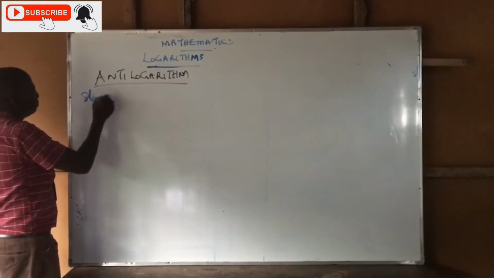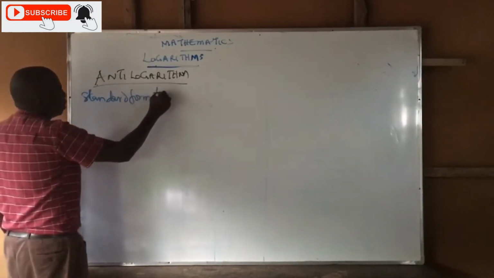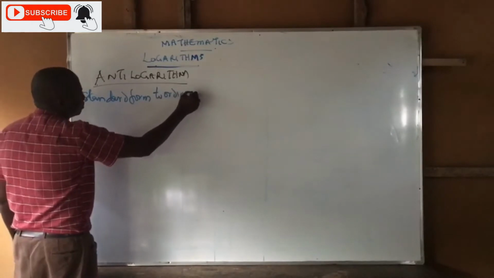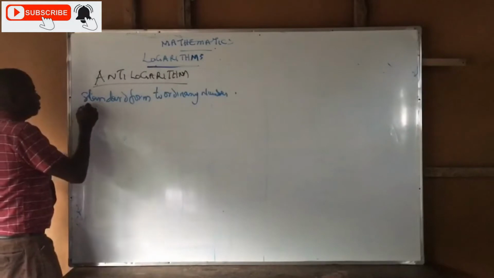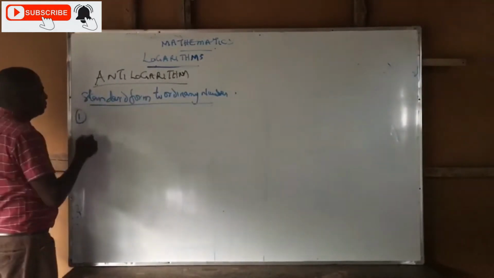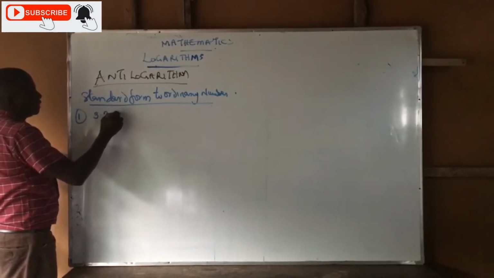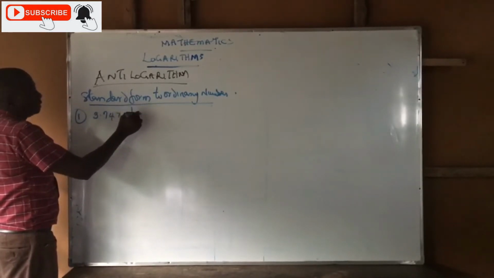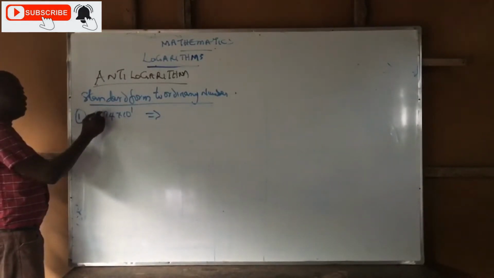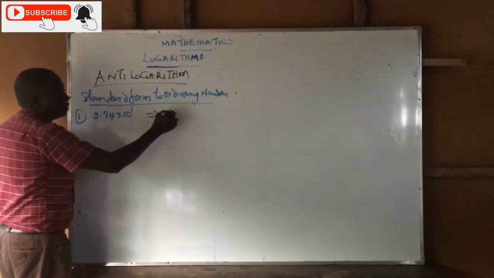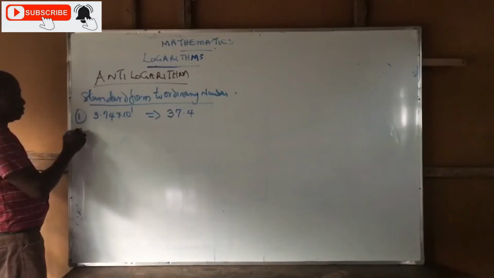Standard form to ordinary number. Number 1. 3.74 times 10 raised to power 1. It implies that the power is 1, you shoot decimal point forward because it's positive. 37.4. This is ordinary number.